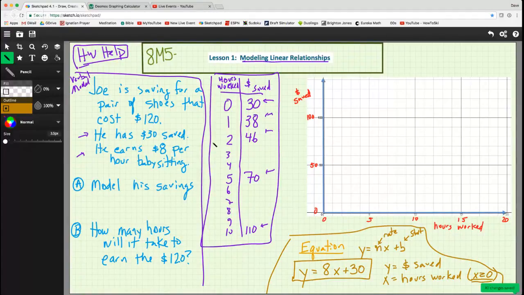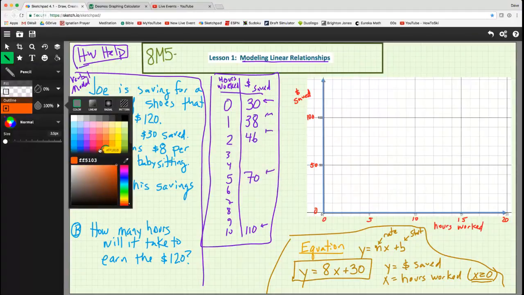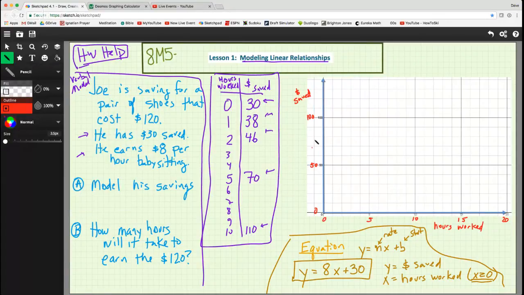We have our T-chart, and we're looking at our graphical model. Well, similar to our equation, we can look over here and say, he starts with 30. We know it's 0 hours worked. He's got $30. And now we kind of got to do this the same way we did the T-chart. Well, let's say after 5 hours worked, how much did he have? Well, after 5 hours, he had 5 times 8 plus 30. 5 times 8. So after 5 hours worked, he had $70. There's our 70.